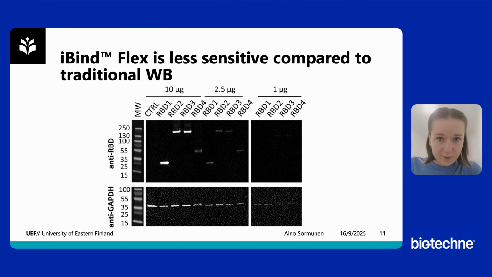In addition, the smaller protein product that we saw in traditional Western blot in RBD1 at 10 and 2.5 micrograms is not anymore detected here at 2.5 micrograms. The GAPDH bands, however, were detected at all of the protein amounts, but either way, there's a clear difference in the sensitivity between traditional Western blot and iBind Flex, and it was consistently observed over repeated experiments.